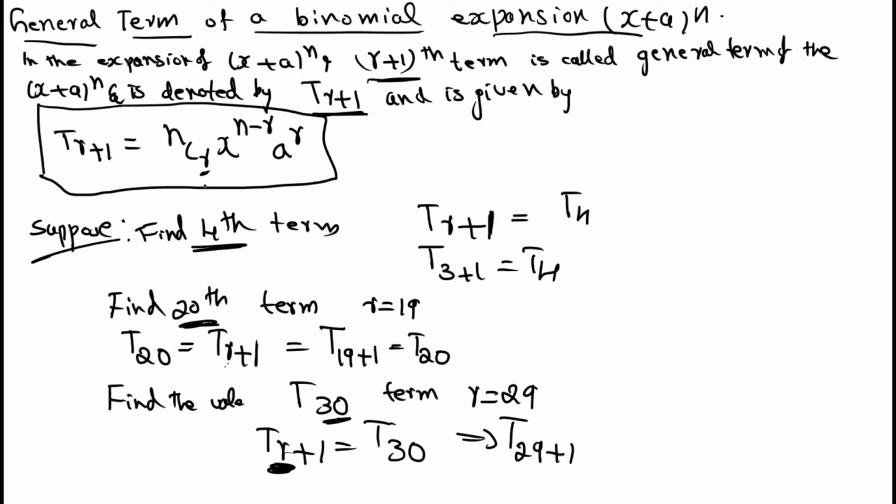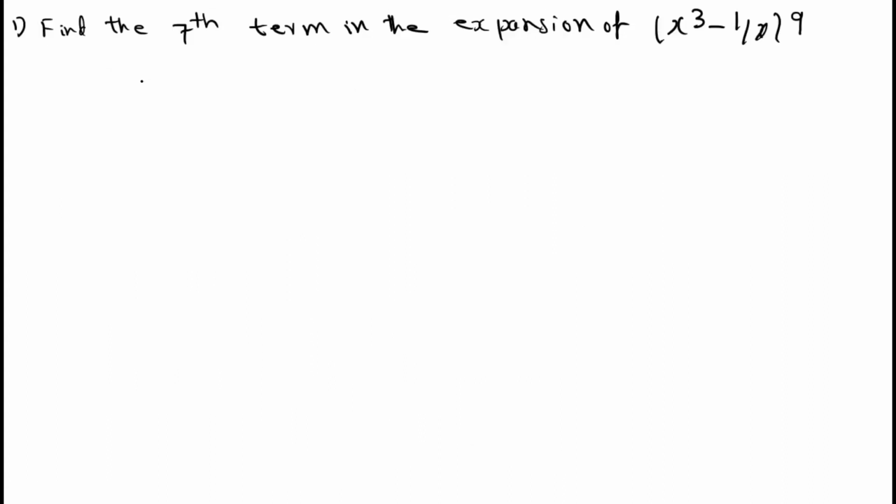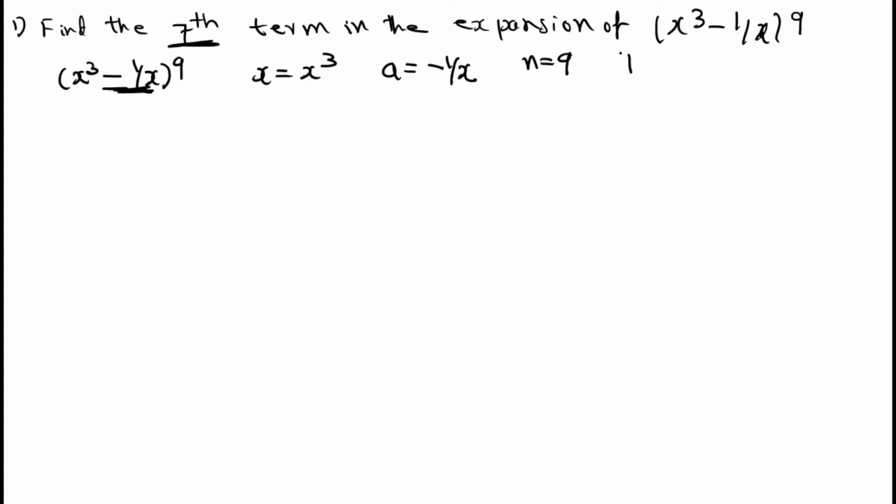Now, using this formula, let's solve some problems. Find the 7th term in the expansion of (x³ − 1/x)^9. Consider the question (x³ − 1/x)^9. In this, the x value is x³, the a value, since minus is there, is the second term −1/x, and the index n value is 9. What's the question? The 7th term, that means T7 = ?